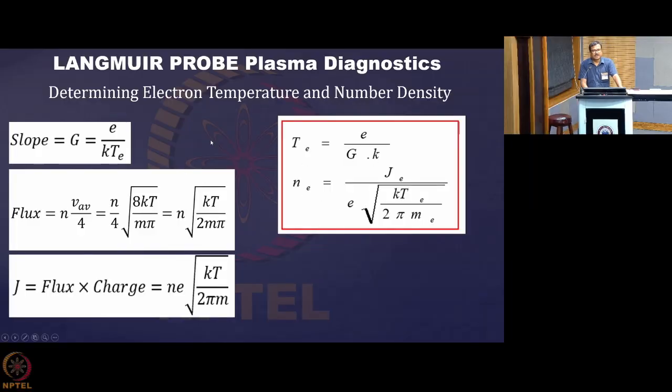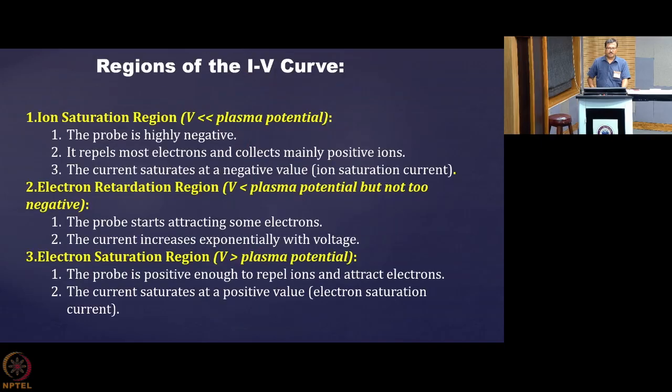So you are now clear how, from the Langmuir probe setup, you can determine the electron number density and electron temperature very easily by sweeping the voltage from a negative to a positive value and noting the current that you are getting through the probe. In summary, we have the ion saturation region when V is much less than the plasma potential. The probe is highly negative, it repels most of the electrons and collects mainly positive ions. The current saturates at a negative value, giving you the ion saturation current.